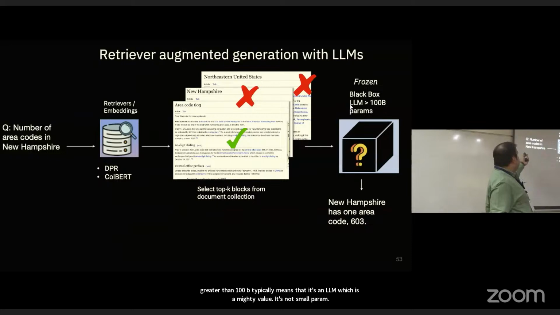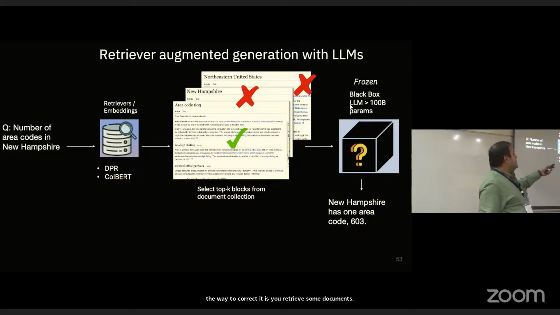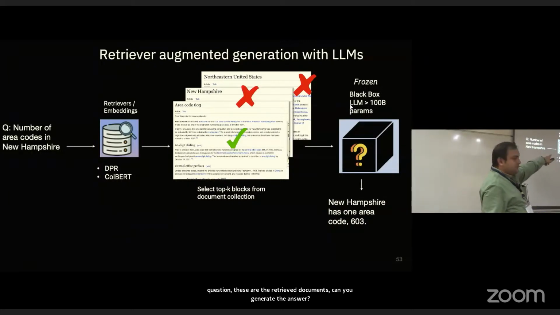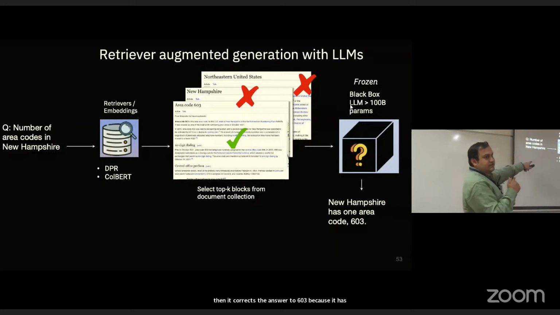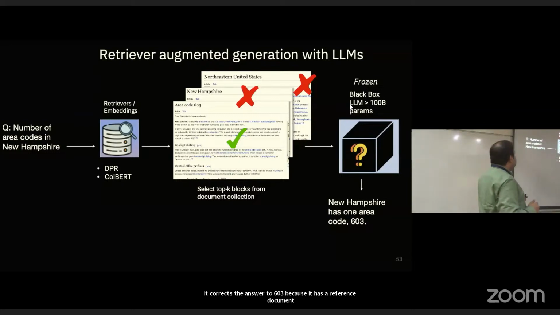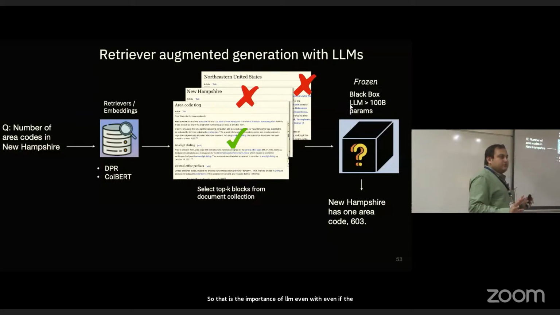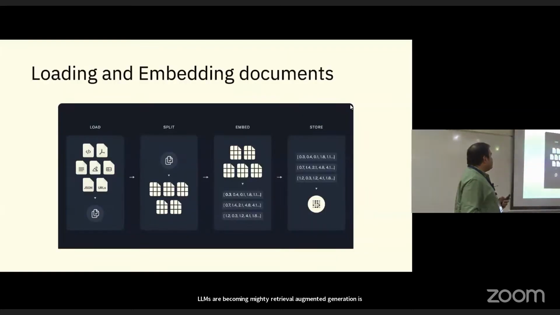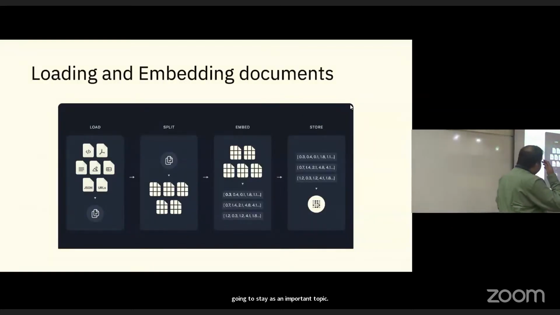The way to correct it is you retrieve some documents from your corpus. Then you tell the LLM, given this question and these retrieved documents, can you generate the answer? Then it corrects the answer to 603, because it has the reference document from which it sees what the correct answer should be. So that's the importance of RAG: even if the LLMs are becoming mighty, retrieval augmented generation is going to stay as an important topic.